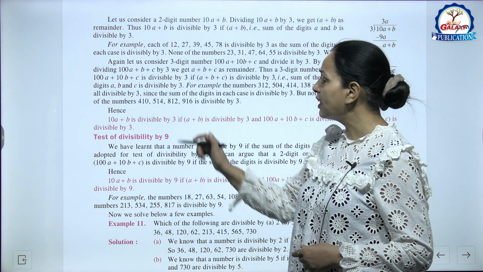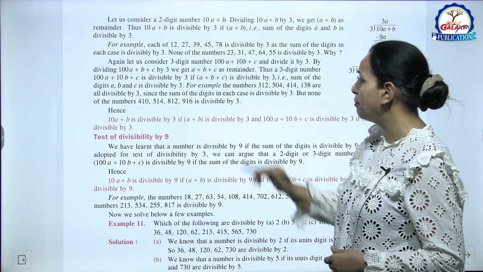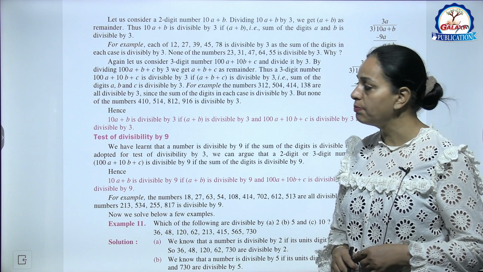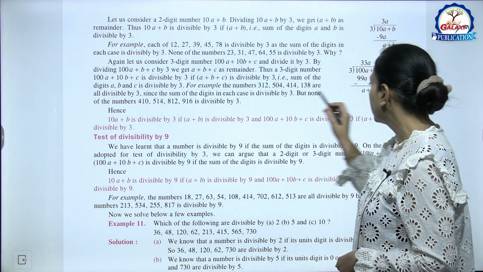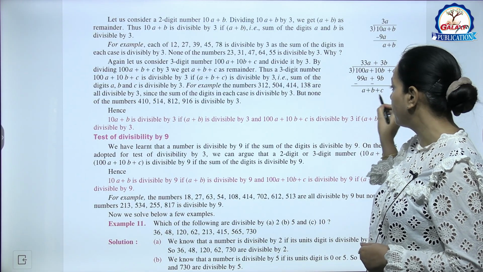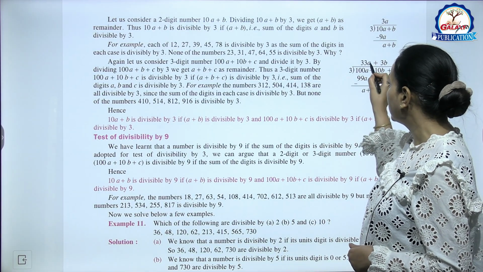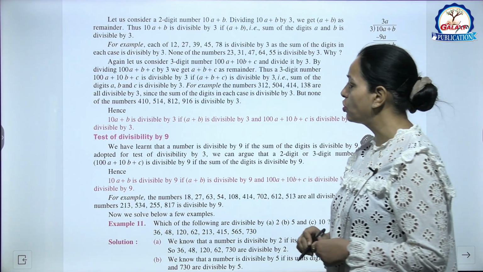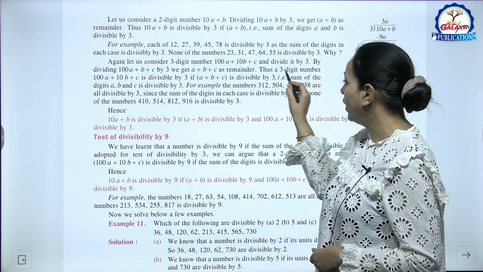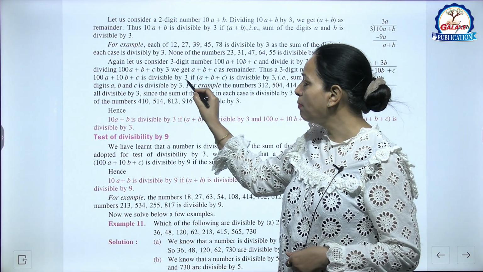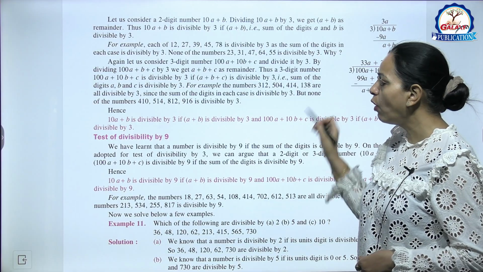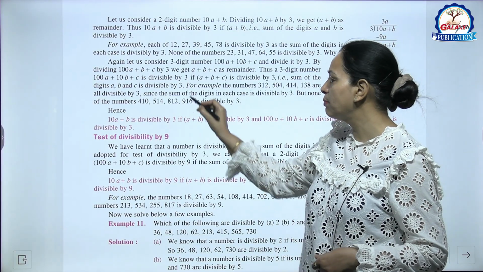So now again let us consider a 3-digit number 100a plus 10b plus c and divide it by 3. So now divide 100a plus 10b plus c by 3, what are we getting? We are getting a plus b plus c as remainder and 33a plus 3b as quotient. So here you are getting remainder a plus b plus c. So a 3-digit number is divisible by 3 if a plus b plus c is divisible by 3. That is, the sum of the digits a, b and c is divisible by 3.